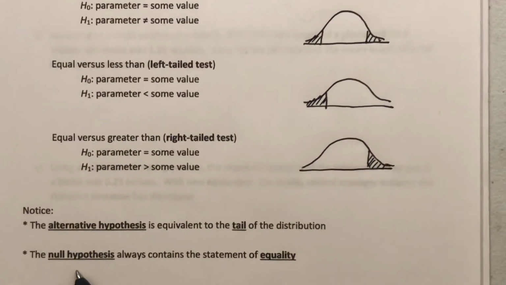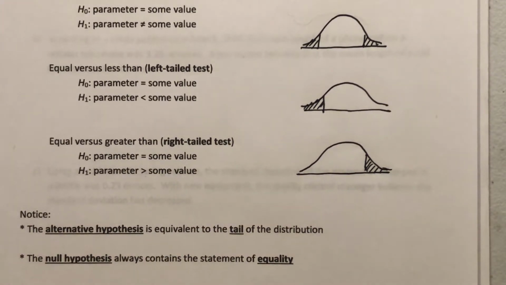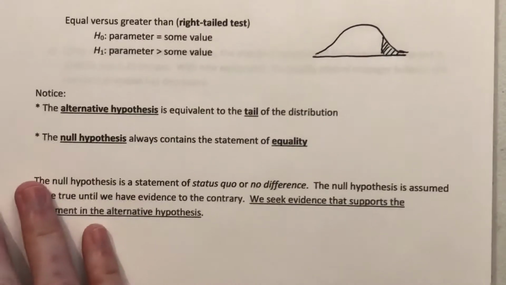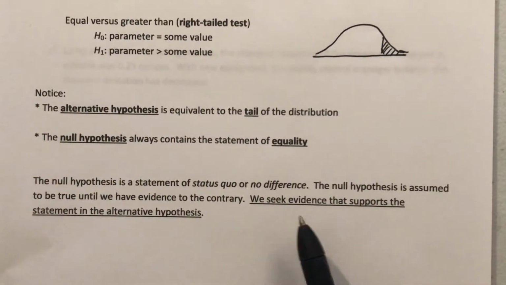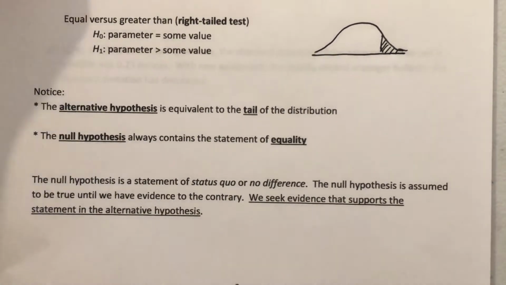The null hypothesis is always the statement of equals, again, what is currently believed or was currently shown to be. And so that's the idea. The null hypothesis is, again, that idea of no difference, status quo. And we're looking for evidence to support that alternative hypothesis that was proposed.